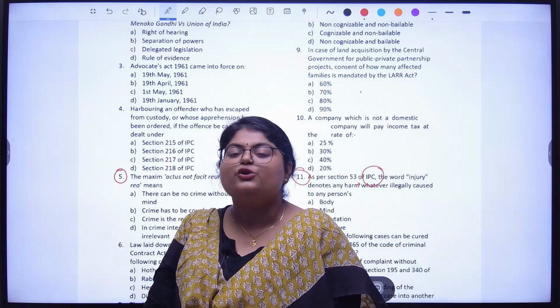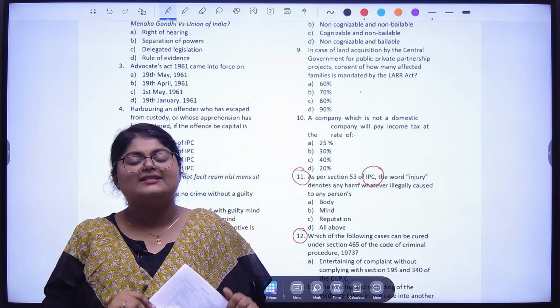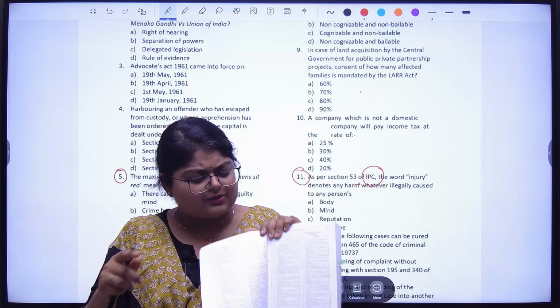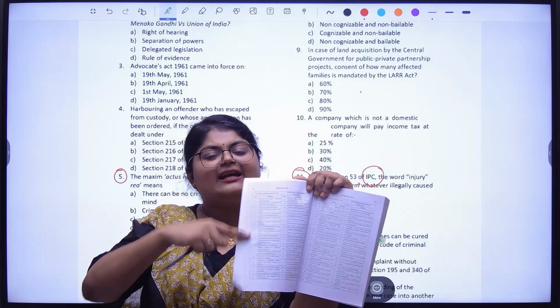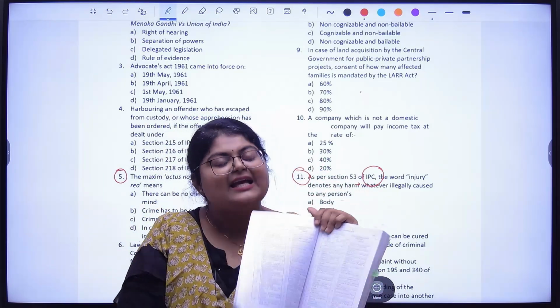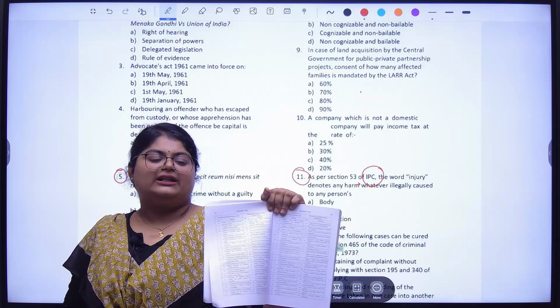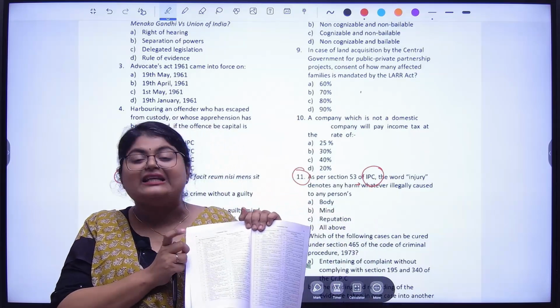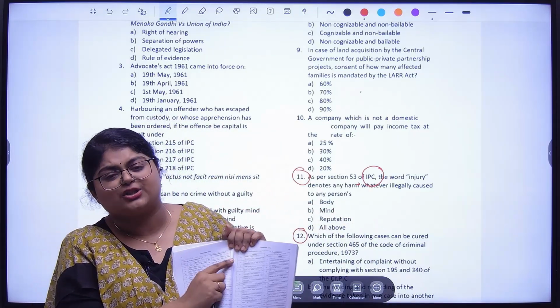Now, if you take the new Bare Acts, new criminal law Bare Acts, for all the Bare Acts, any Bare Act you take, you will get one chart, one comparative chart like this, okay. So, this comparative chart will tell you old section 53 is now new section what?